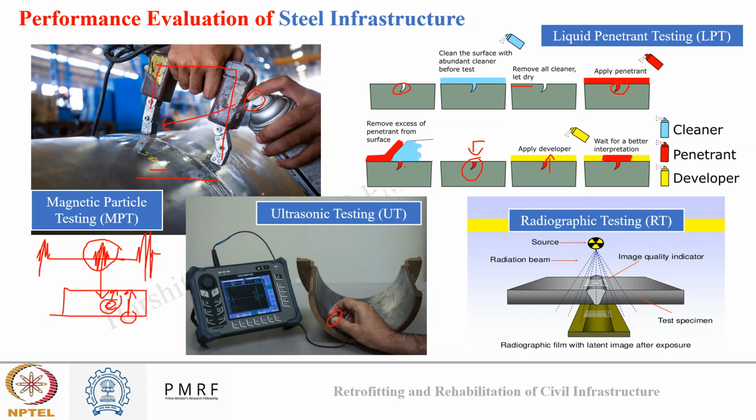Okay, and finally, we have radiographic testing. So this involves use of X-ray and gamma ray to penetrate the material. So what happens when X-ray passes through the steel? They are absorbed or scattered depending upon the density and the thickness of the material.